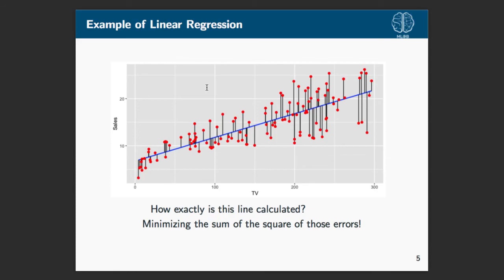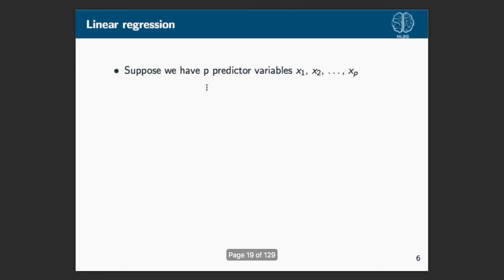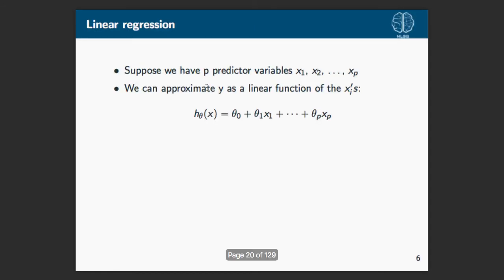So yeah, the topic of today will be how do we come up with that best fitting line to be able to understand our data. So this is our setup, right? Suppose we have these p predictor variables. Remember, the x's are our predictors. That's our input data, and we want to predict y out of those. So we have p of these predictor variables.